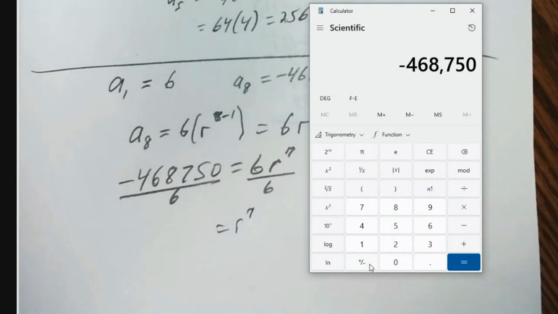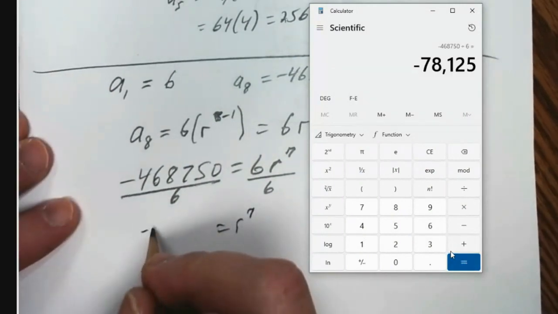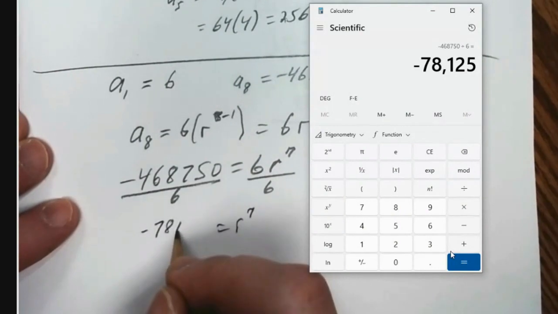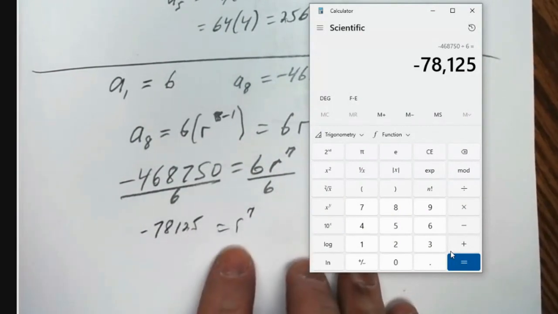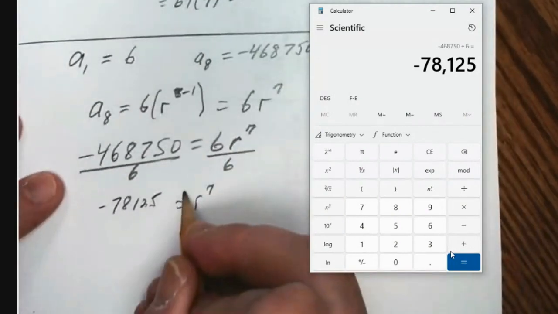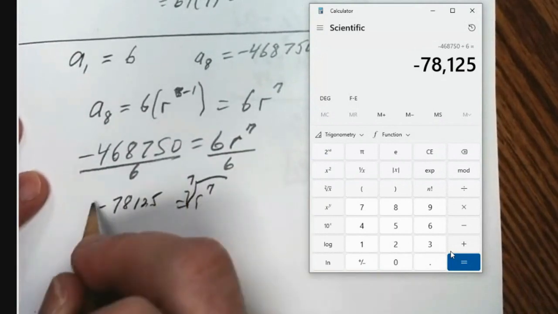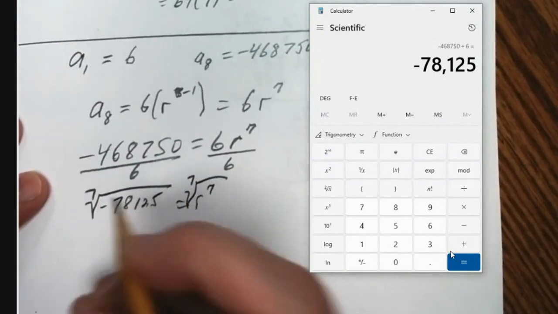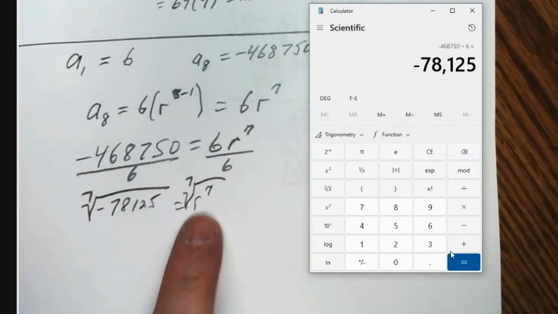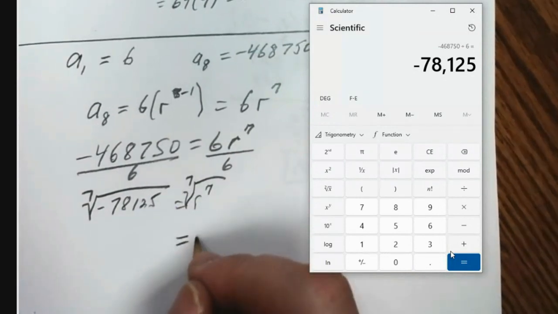Negative 468,750, and let's divide it by 6. So negative 78,125. We need to take the 7th root of both sides. Since that's r to the 7th, if we take the 7th root, it'll give us r.